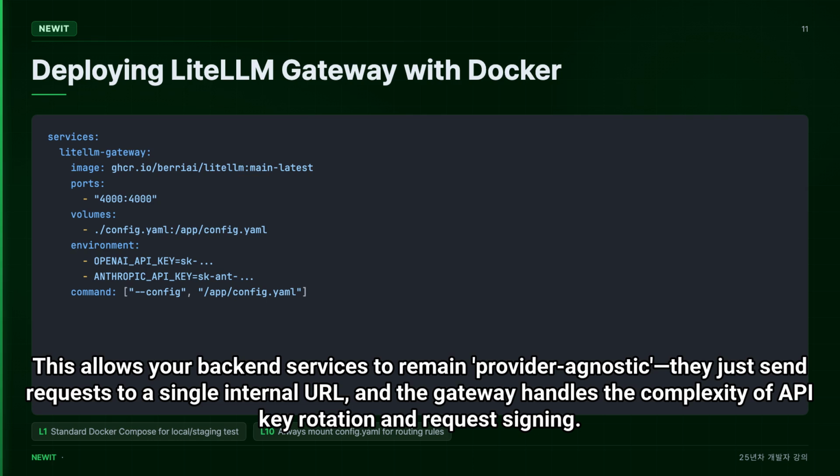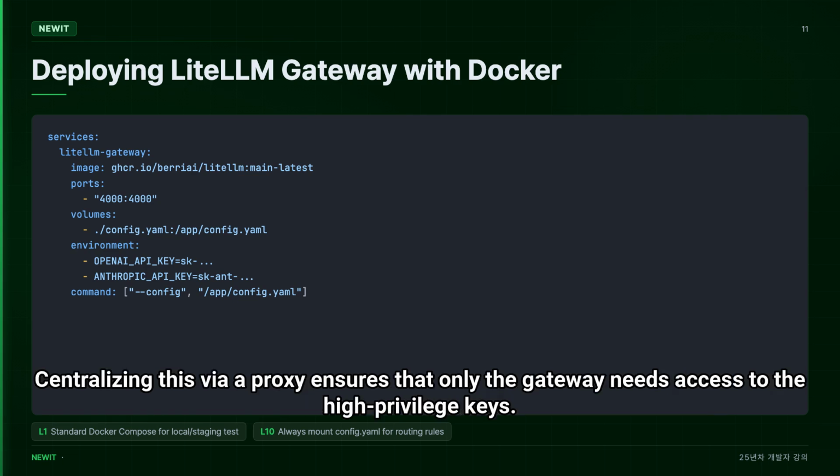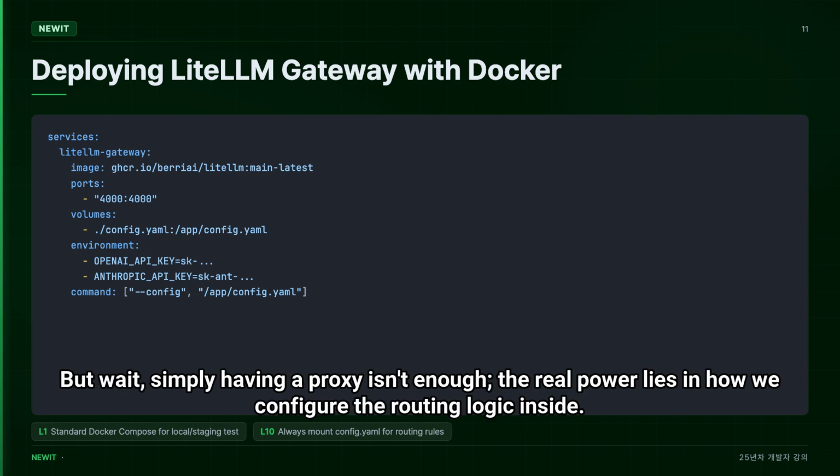They just send requests to a single internal URL, and the gateway handles the complexity of API key rotation and request signing. I've seen teams struggle with hard-coded keys in environment variables across 50 different microservices, which is a massive security risk. Centralizing this via a proxy ensures that only the gateway needs access to the high-privilege keys. It's the first step to moving away from prototype implementations toward a robust, enterprise-grade architecture. But wait, simply having a proxy isn't enough. The real power lies in how we configure the routing logic inside.